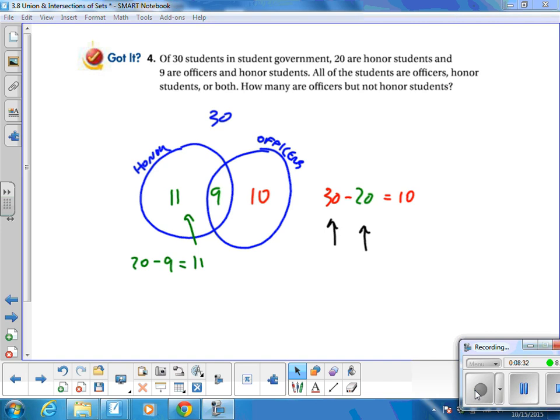All right, this is what I found. I have honor students on one side and I have officers on the other. I did have to subtract out 20 minus 9 to find my 11 that are just honor students. And then I took my total 30 students, and I subtracted out the 20 that I knew was already accounted for. And I found out that there were 10 officers that are just in that officer position.